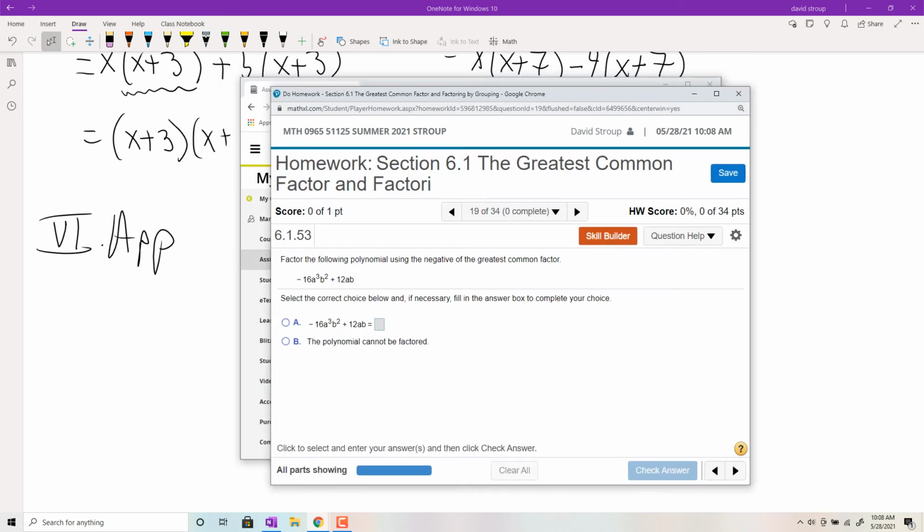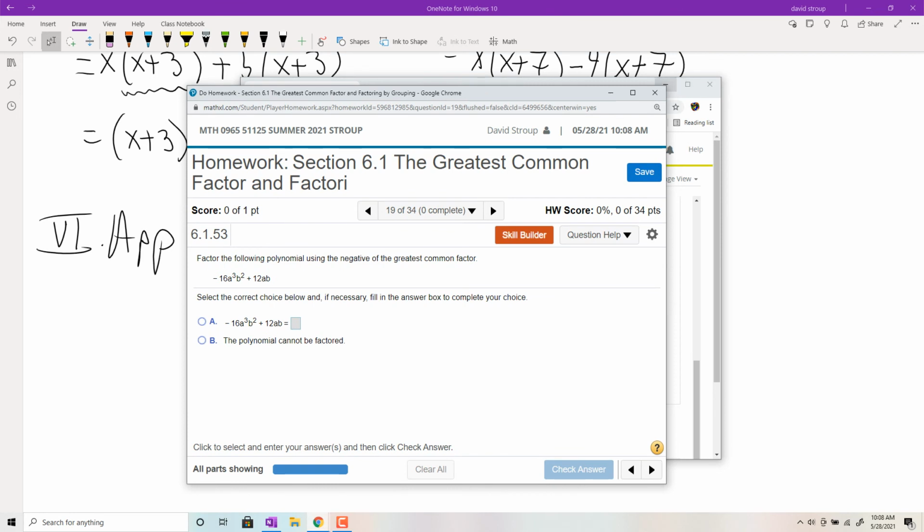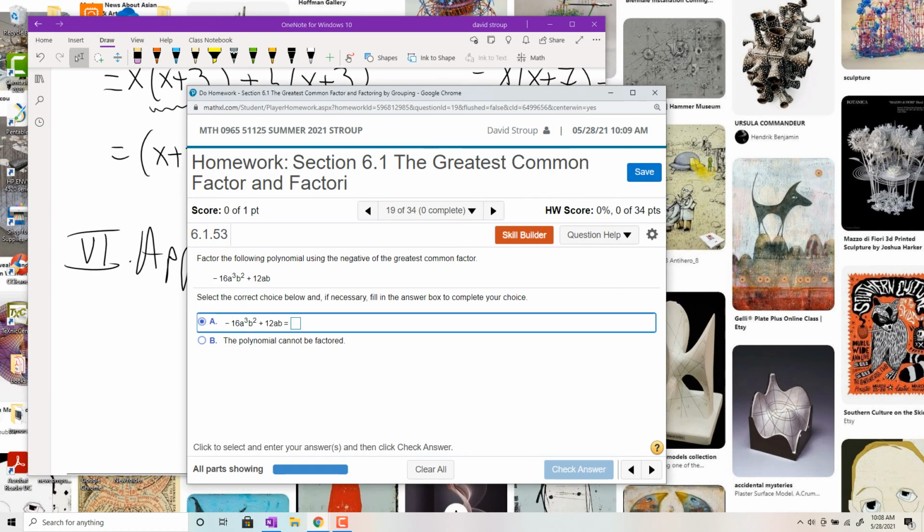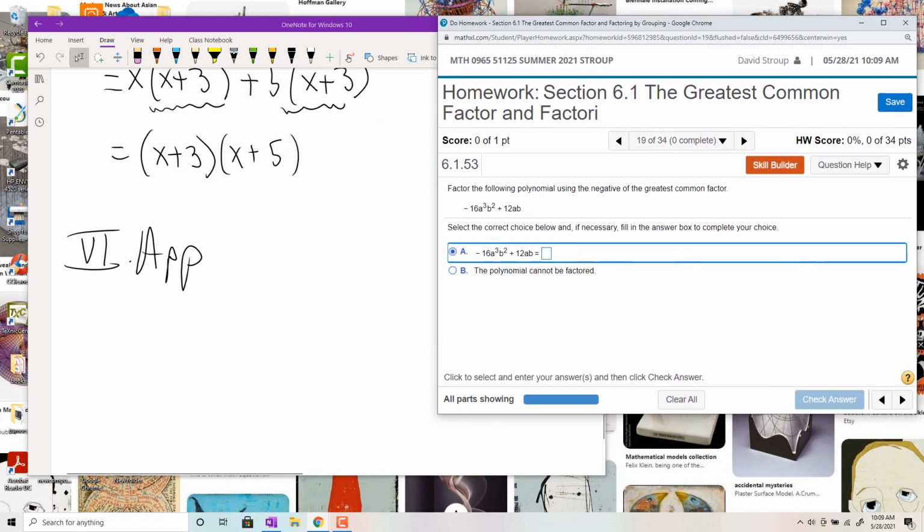This is a hard one. So you're going to get a lot of practice. There's a lot of homework, probably about 30, 40 questions in every section. Each section is worth 4 points possible. Okay, so let's try this problem. And there's always this option, the polynomial can't be factored.